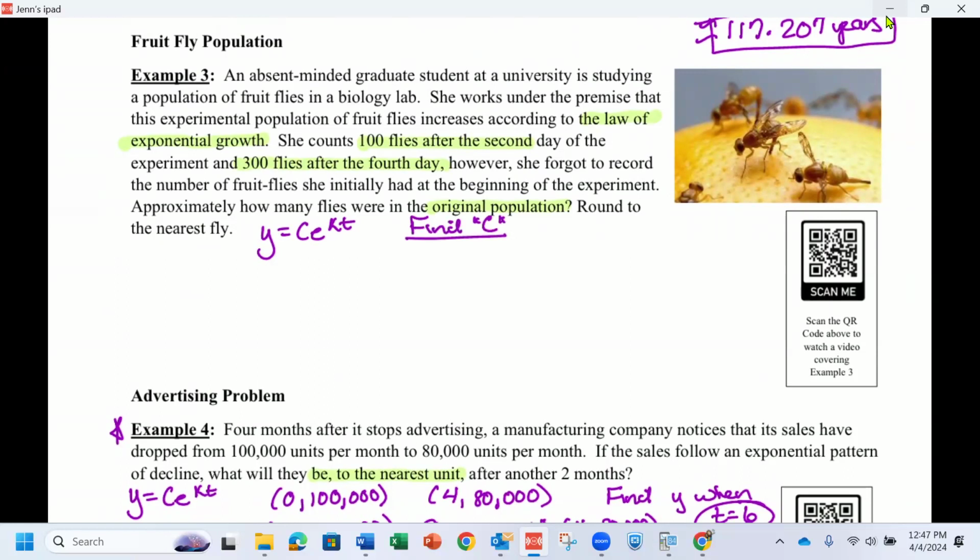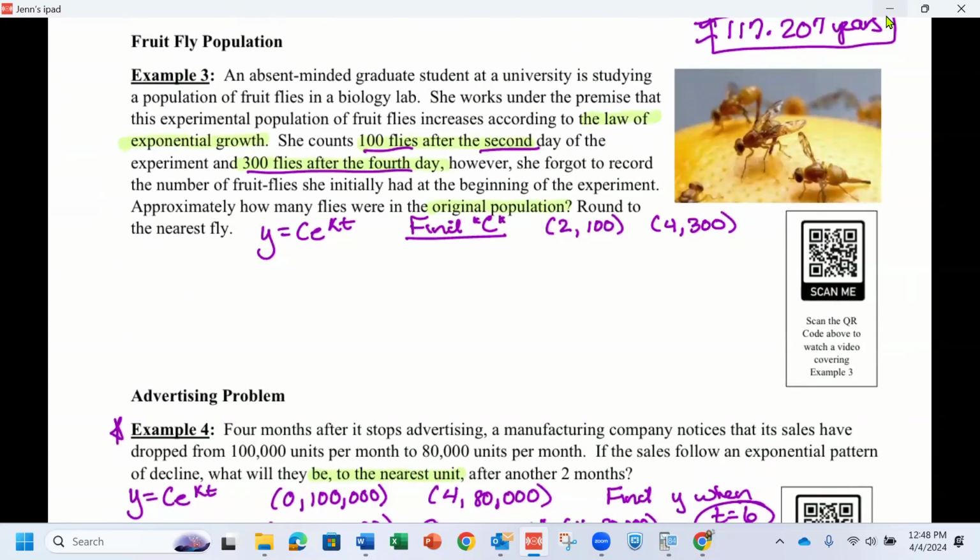Still going to follow a very similar process that I did in all the others. I need to identify my two ordered pairs. Well, I know that she counted 100 fruit flies after the second day. So I know that one of my ordered pairs will be (2, 100). And then after the fourth day, she had 300 flies. So I know another ordered pair is going to be (4, 300). So any questions on how I identified the two ordered pairs?